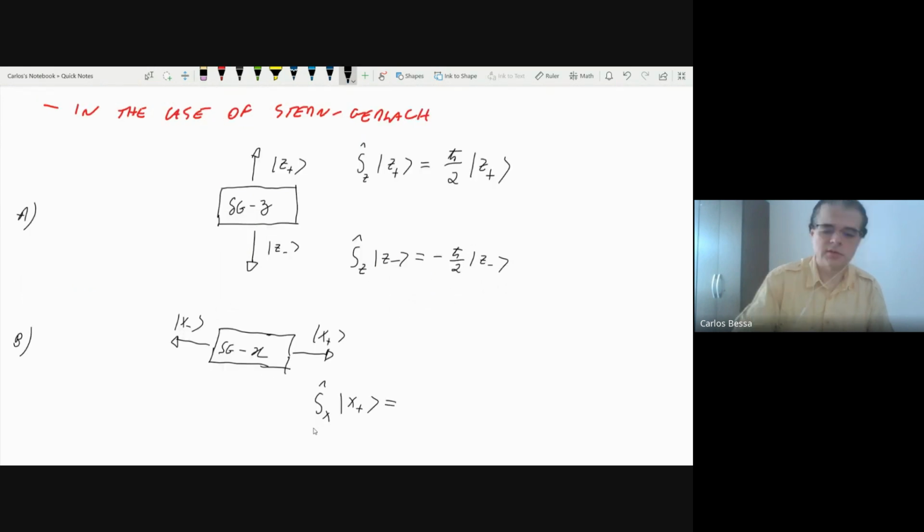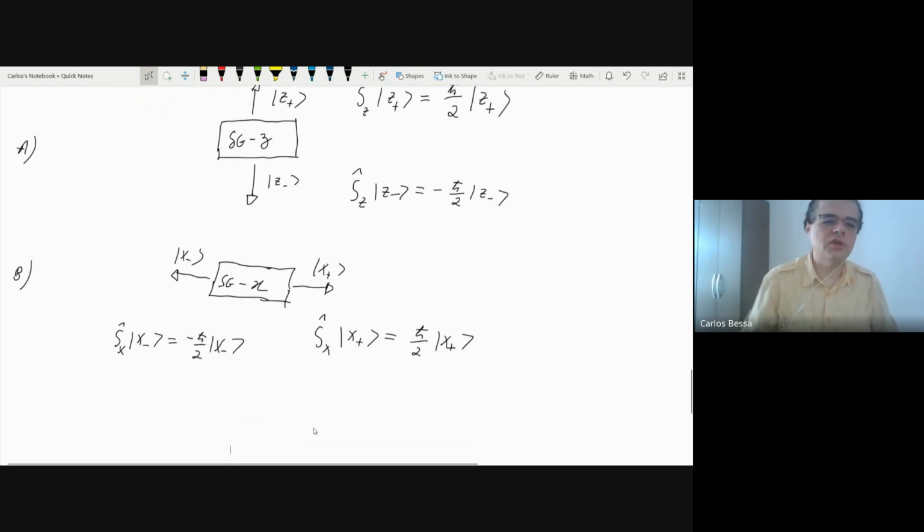state. This would give me h bar over 2 times x plus, and this would give me minus h bar over 2 times x minus. Of course, this is just a definition. You could change the signs, but I just define up as positive and right as positive.